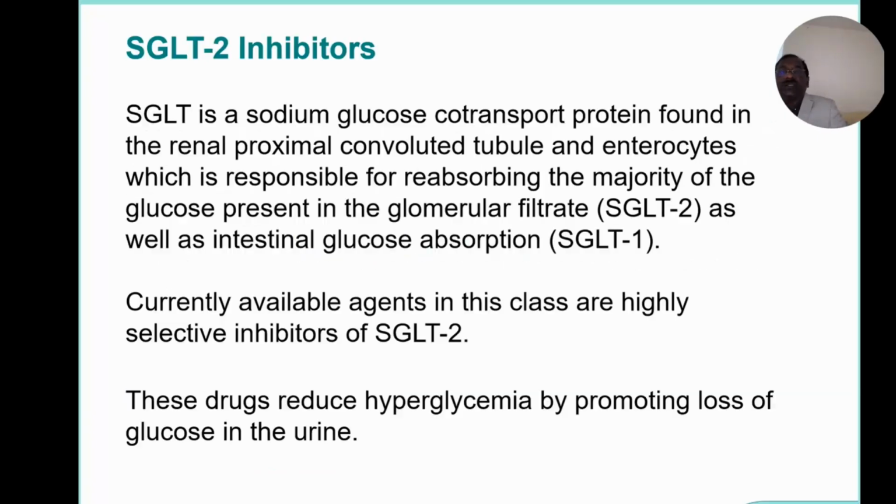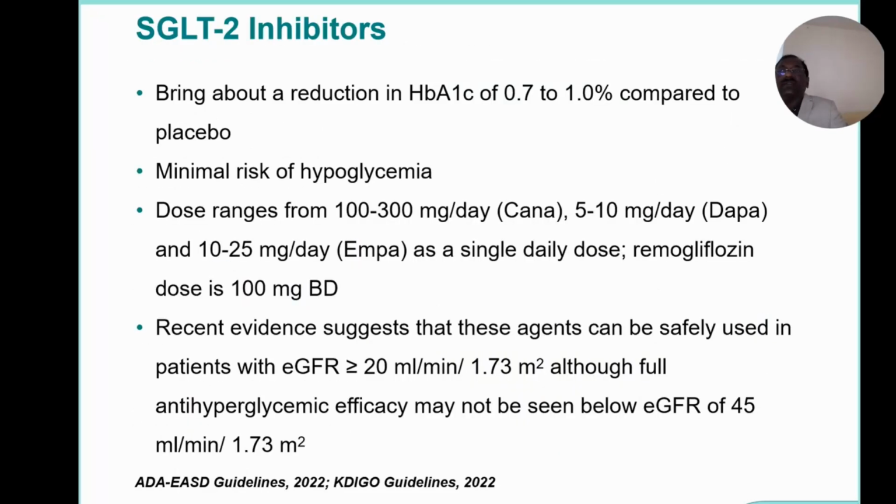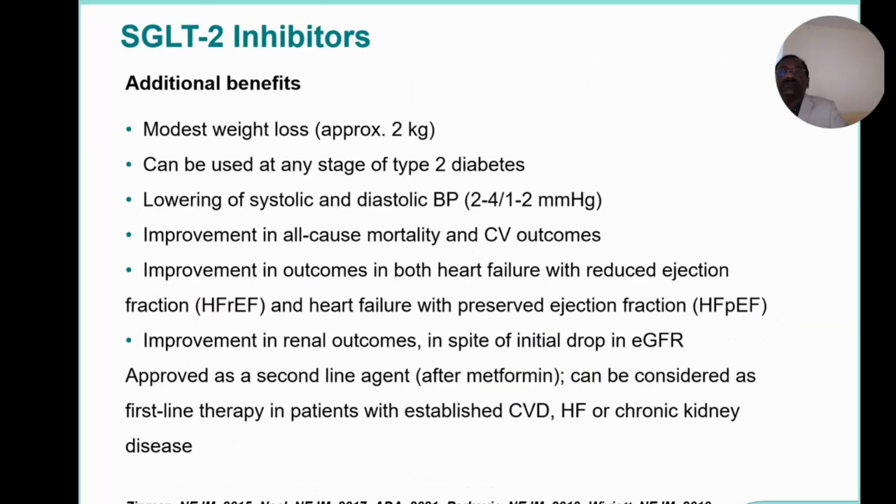So we will move on to the SGLT inhibitors. This I already told you. So these drugs, additional benefits. SGLT inhibitors: modest weight loss. Used in any stage of type 2 diabetes. Improvement in systolic and diastolic blood pressure. Improvement in all-cause mortality and CV outcomes.